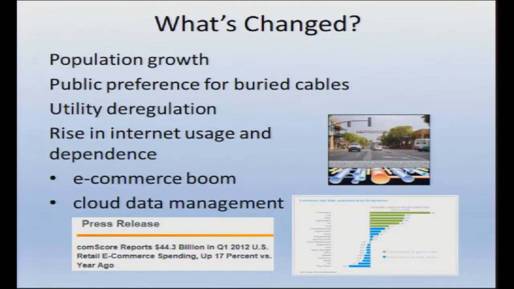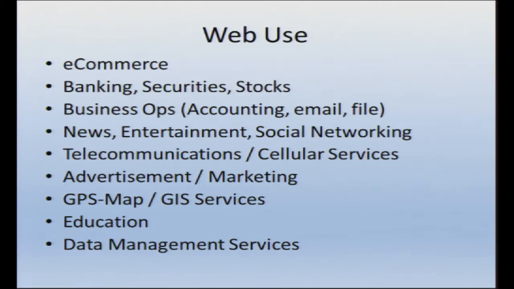So why is this different now? This seems like a no-brainer. Well, 20, 30 years ago, we didn't have internet, we didn't have deregulation, and we had Ma Bell and just a few utilities. Now we have deregulation and an e-commerce boom, and also cloud data management arising. And so there's all kinds of infrastructure in the ground. You just can't believe it. That's going in all the time.